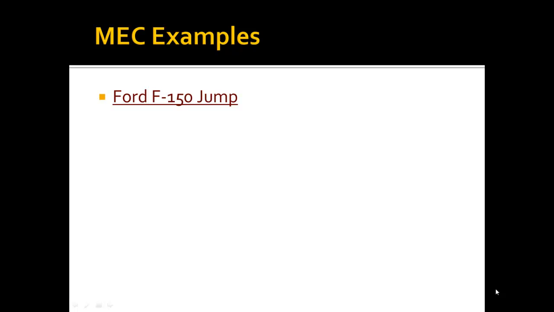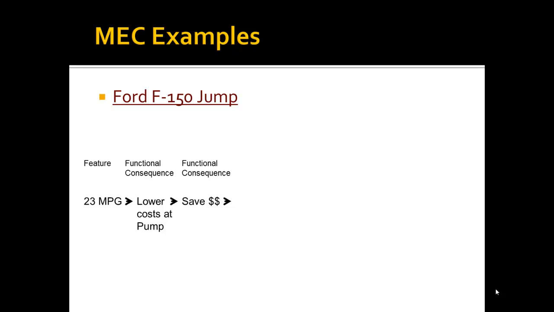You might want to watch the commercial several times and see if you can come up with a means end chain. Here's the one that I came up with. The main feature was 23 miles per gallon. That would be a concrete attribute. A functional consequence was, hey, it lowers your costs at the pump. That helps you save money.